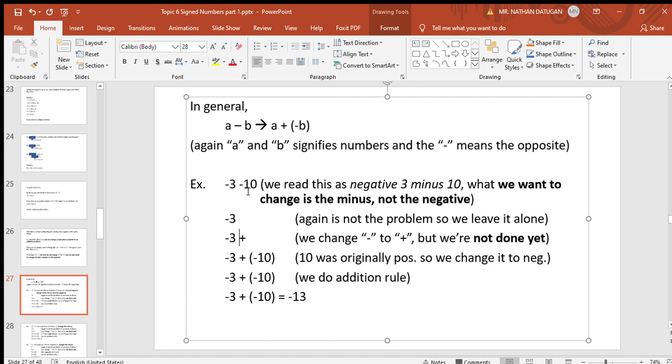But again, we're not just going to copy 10 here. We're also going to change 10 to the opposite of 10. So in this case, what's the opposite of 10? Negative 10. So 10 will become negative 10. So your new problem will be negative 3 plus negative 10.